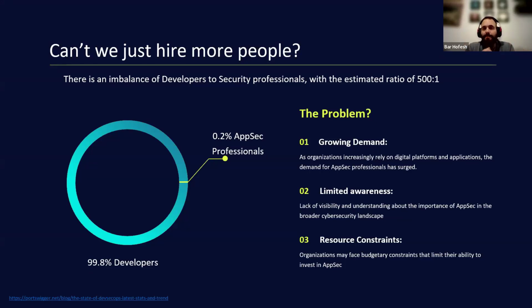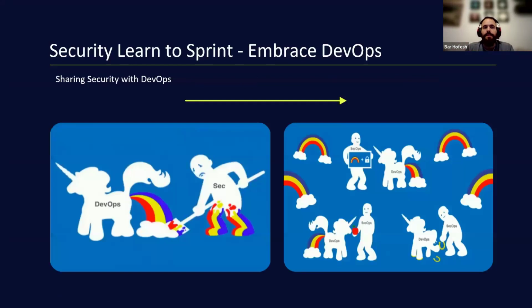So there's a growing demand. More companies need more AppSec, more people, more penetration testing. Our applications get bigger, more complex. There's more things to test, APIs, GraphQL, REST, all of those things create a larger and larger attack surface. And we're just getting deeper and deeper into the mud. What do we do? Security had to learn to sprint.